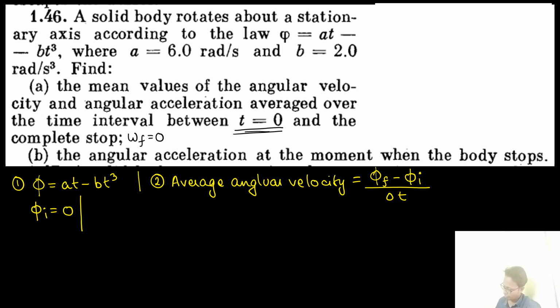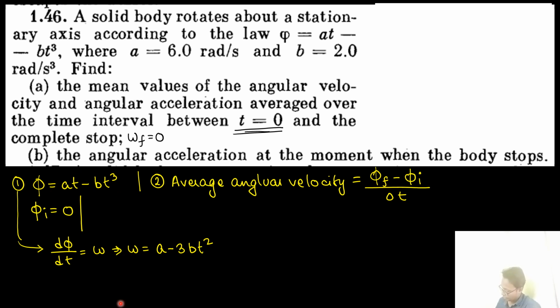Okay. Problem is, how do I find out when is the angular velocity 0? Let's look at this equation. This is the formula for angular displacement given in the question. Now, how do I find velocity from displacement? We simply know that d phi by dt would give us the equation for angular velocity, or angular velocity is equal to a minus 3b t square. I just differentiated this term with respect to time to get the angular velocity.